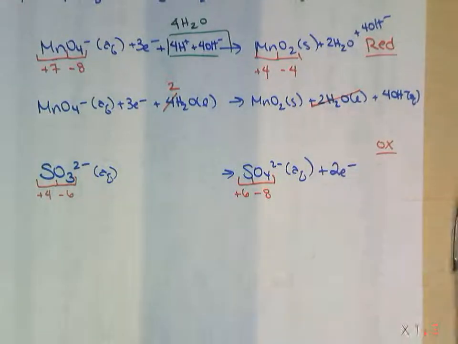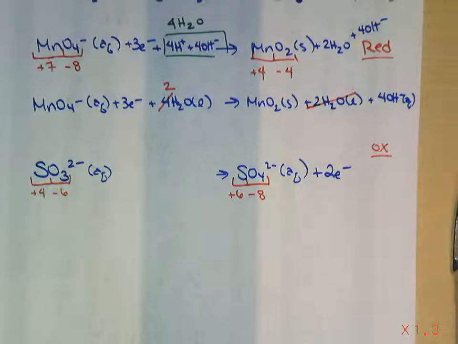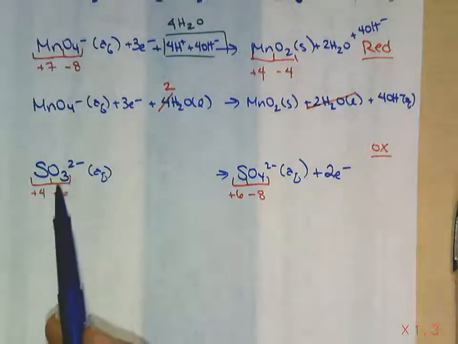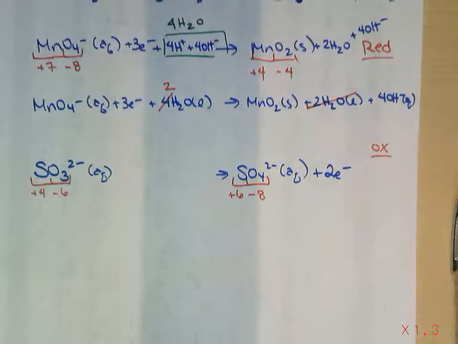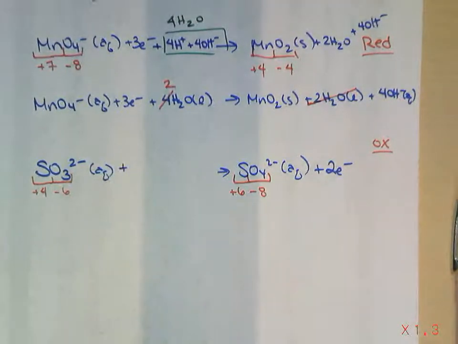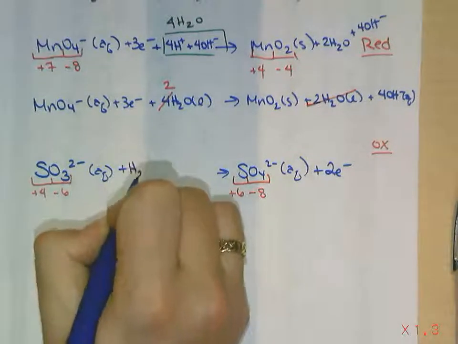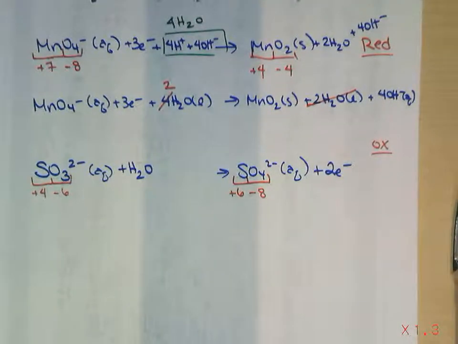I think everyone feels fairly confident about that part. It's the balancing part that's a little trickier. All right, so I have 3 oxygens on this side and 4 oxygens on that side. Where do I put the waters? Okay, how many? Just 1. All right, so now I have to deal with these protons. How many protons do I need to add to the other side? 2.